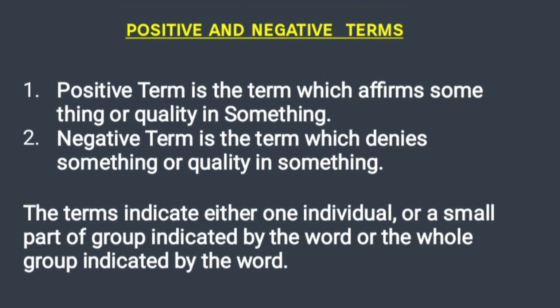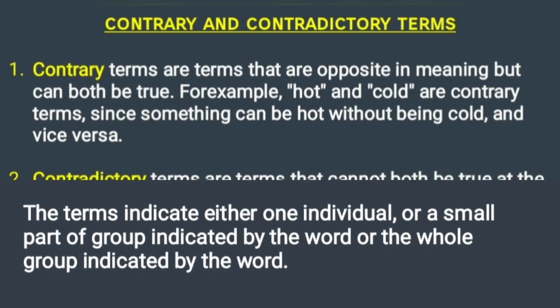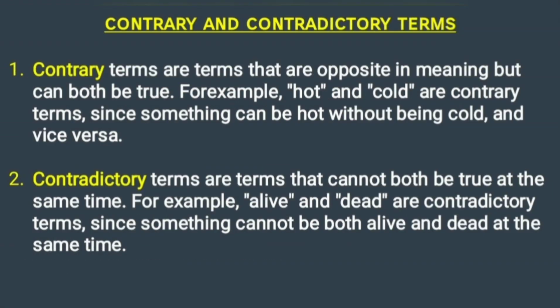Positive and negative terms. 1. A positive term is a term which affirms something or a quality in something. 2. A negative term is a term which denies something or a quality in something. The terms indicate either one individual, or a small part of the group indicated by the word, or the whole group indicated by the word.